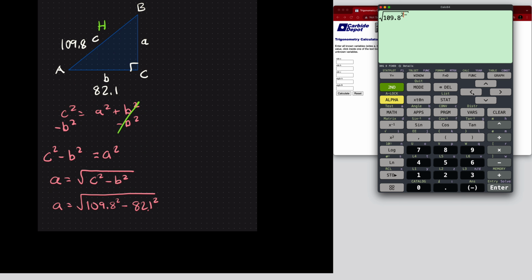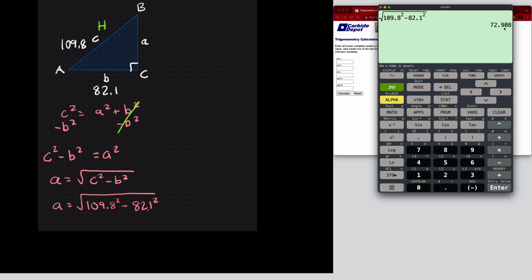If I clear this and do that again, second square root, put in 109.8, and use this little hat symbol to put the squared in, now I'm up there. If I hit minus, it messes things up. So I'll delete that, and I just have to hit the arrow to bring me back down. Now I'm going to minus 82.1 squared, and it gives us a value of 72.908, and we're going to round that to 72.9.